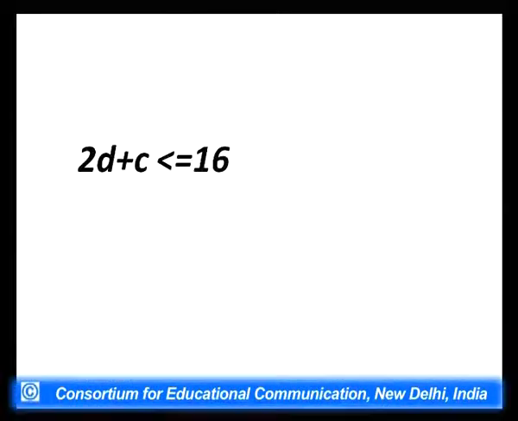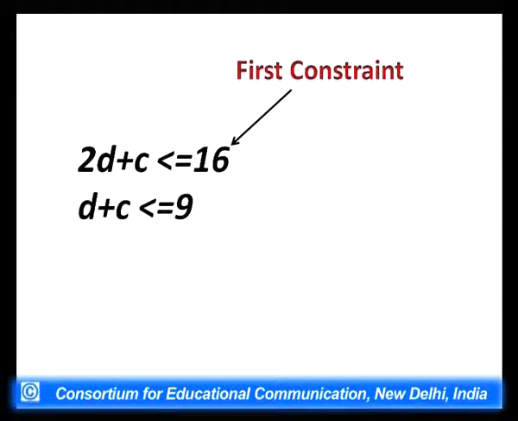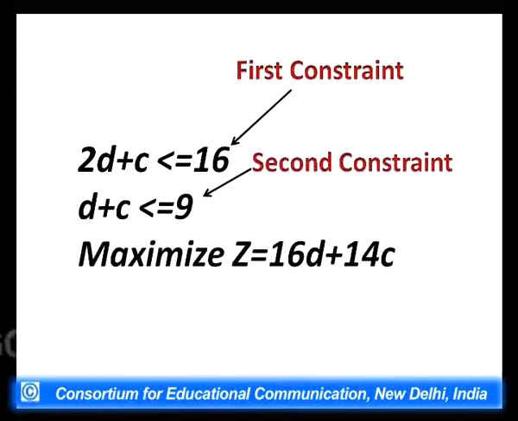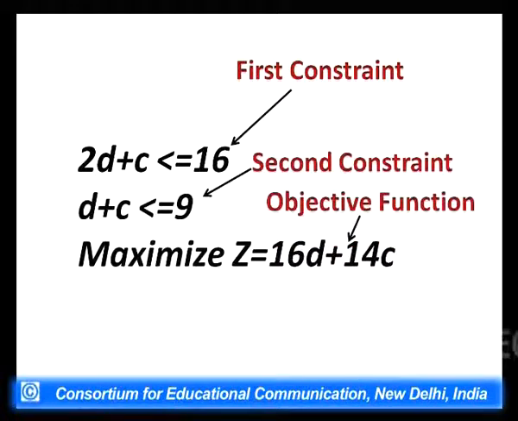Again we will repeat the initial slide just to see the formulation. 2D plus C is less than equal to 16, the first constraint, and D plus C less than equal to 9, the second constraint. The profit, maximize Z, is our objective function, 16D plus 14C, and D and C both are greater than equal to 0. This is called the non-negativity constraint.